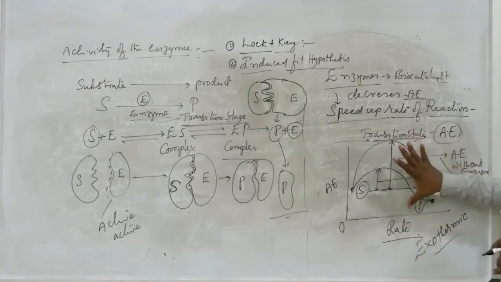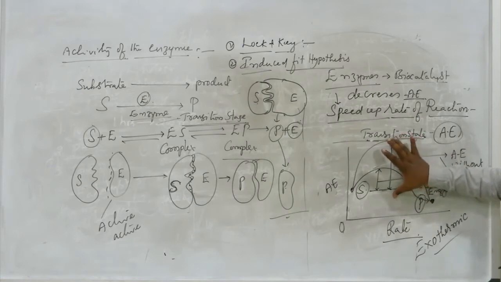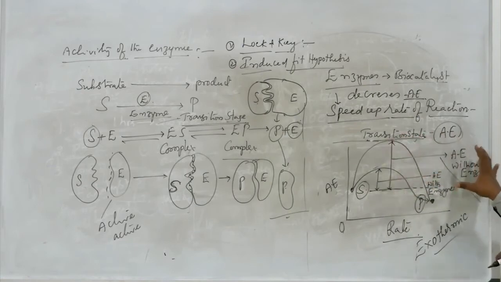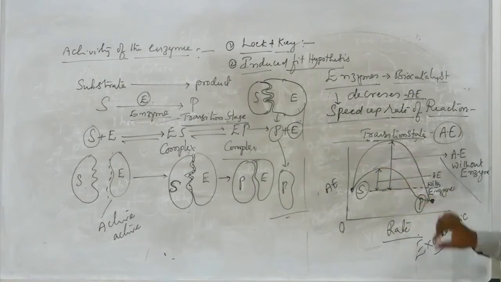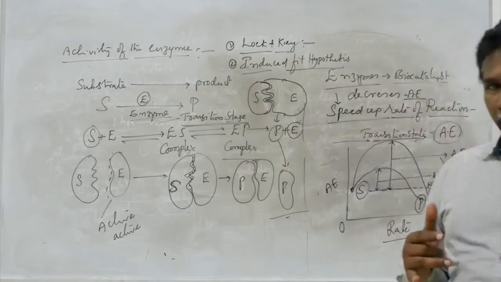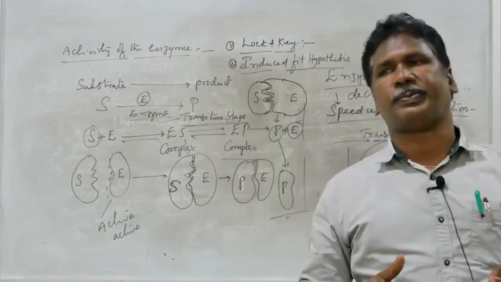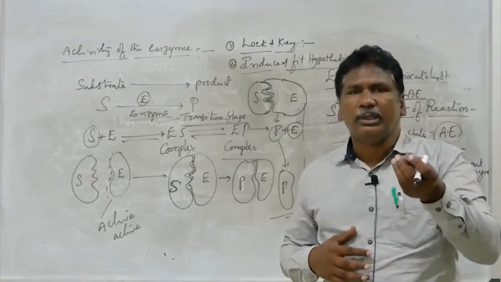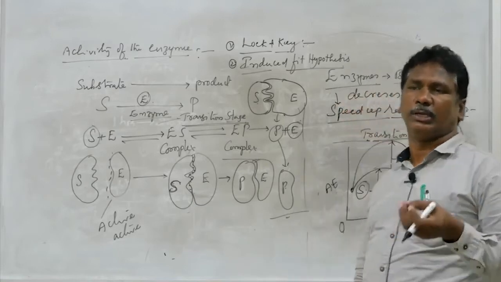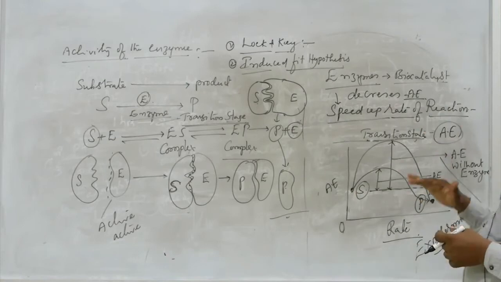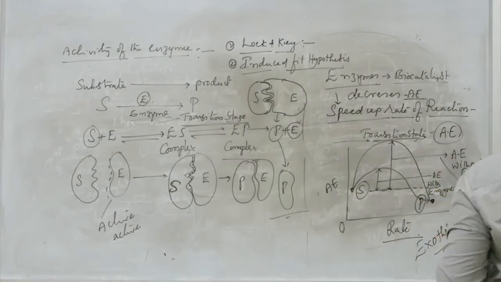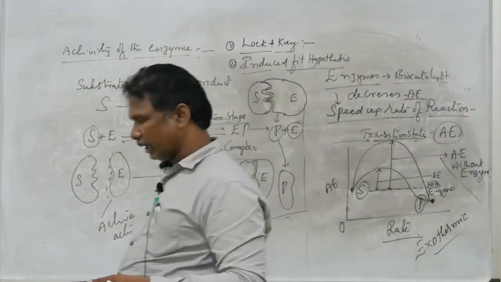So this activation energy is required without enzyme. This much of activation energy is required with enzyme. అంటే enzymes are lowering the required activation energy and speed up the rate of reaction. So that is the enzymatic activity. So this is the first topic in enzymes for your IPE.